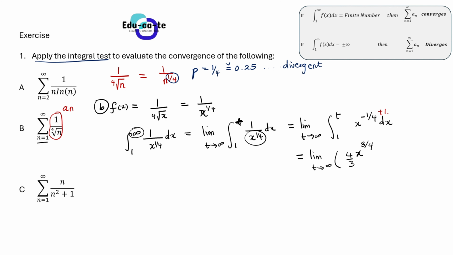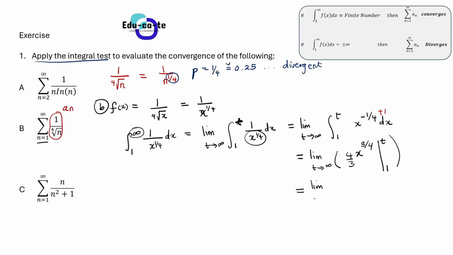So this is 1 minus 1 quarter. That's going to give you 3 over 4, which is just 0.75. So now here you are evaluating this from 1 until you reach t, and then now you substitute your bounds.